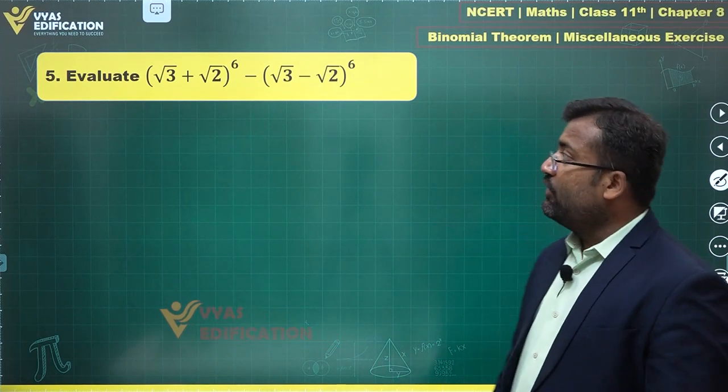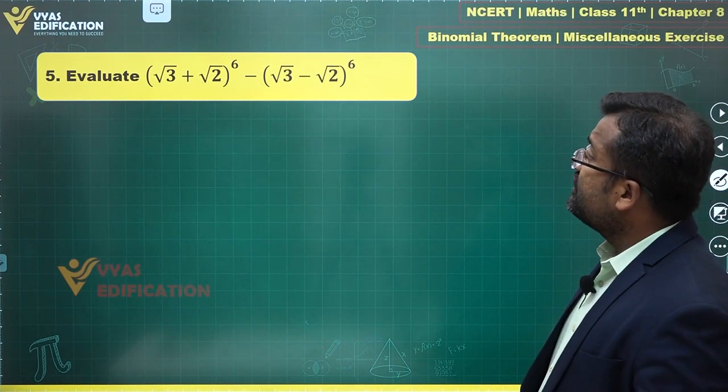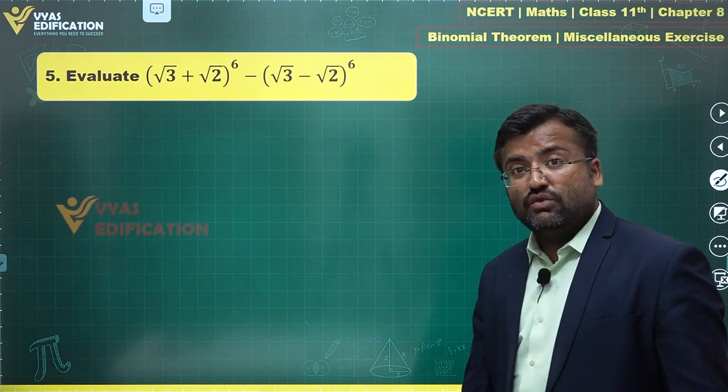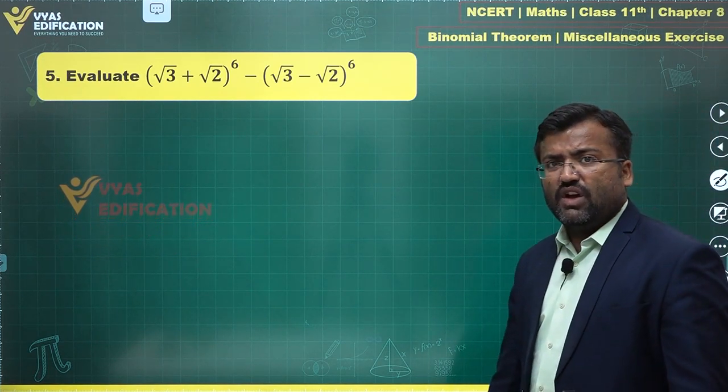Let's discuss this question next. What does the question say? Evaluate (root 3 plus root 2) whole power 6 minus (root 3 minus root 2) whole power 6. What are we supposed to do in this one?